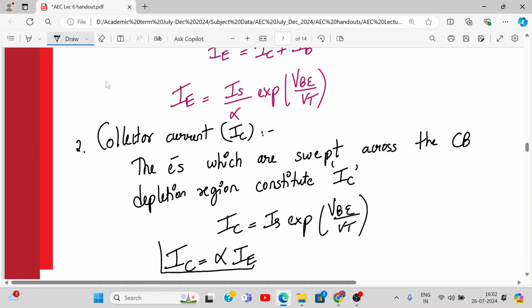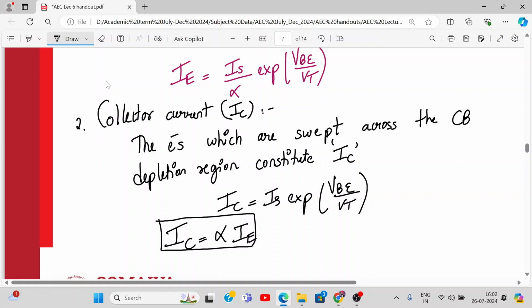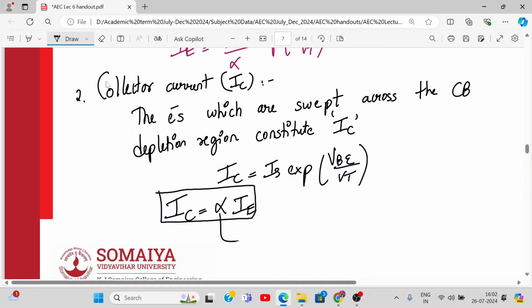So this is an important equation. Whatever I am putting inside the box is an important relation between them. And what is alpha called? You will understand this later: common base current gain. And alpha is always less than 1. Last is base current, right?